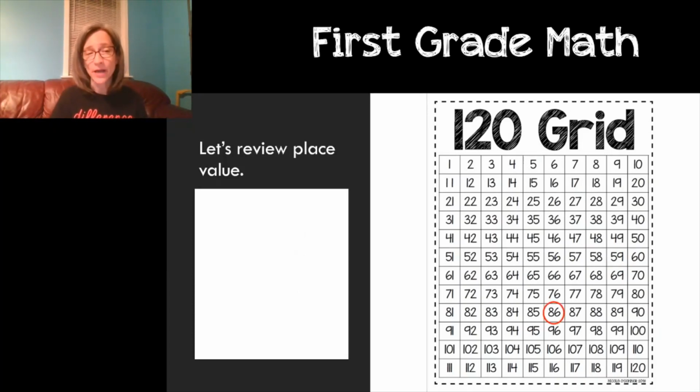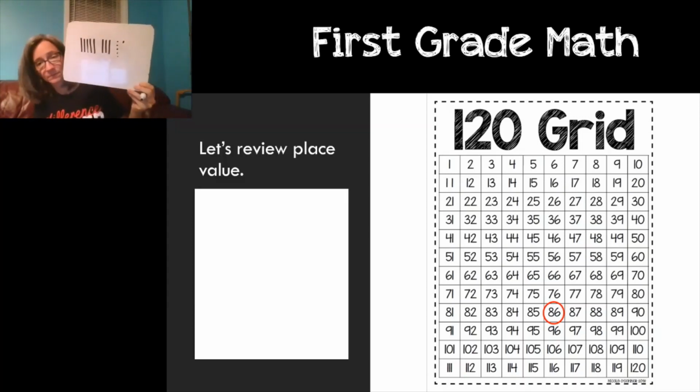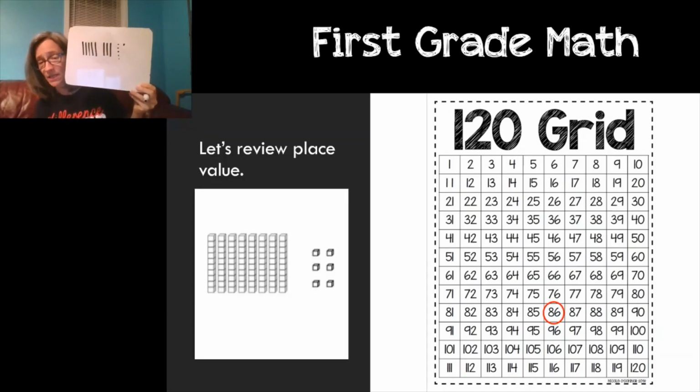Okay, let's try another one. I see this number that's circled in red. If you know what it is, say it. 86. How would you draw 86? Show your 86. You should have 8 sticks and 6 ones. 86 is 8 tens and 6 ones.